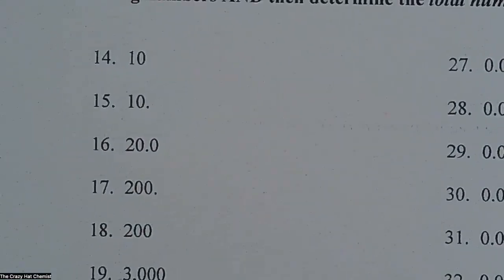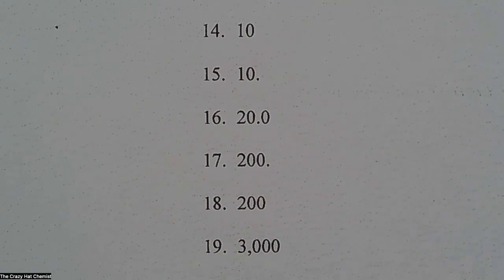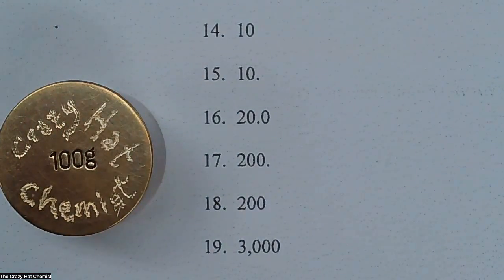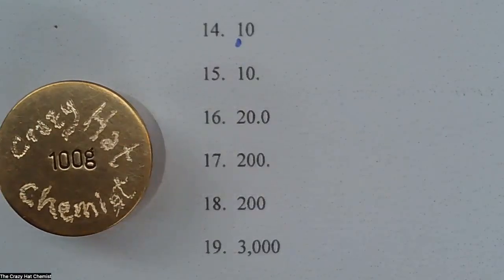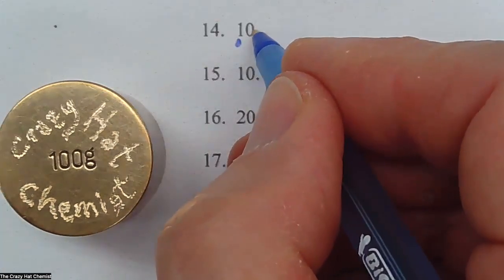All right, here we go. We're going to keep on going with our second column. Non-zero integers always count, and this is a trailing zero.